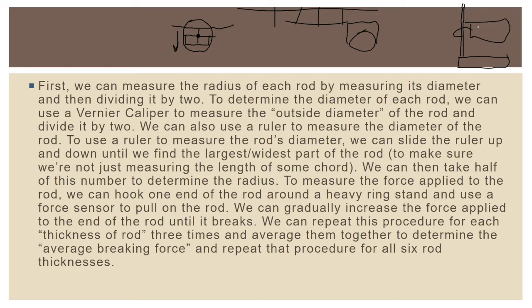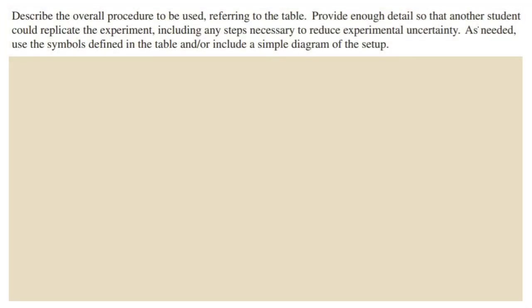And I wrote here, we can hook the one end of the rod around a heavy ring stand and use a force sensor to pull on the rod. We can gradually increase the force applied to the end of the rod until it breaks. And of course, we can repeat this procedure for each thickness of rod 3 times and average them together to determine the average breaking force, and repeat that procedure for all 6 rod thicknesses.